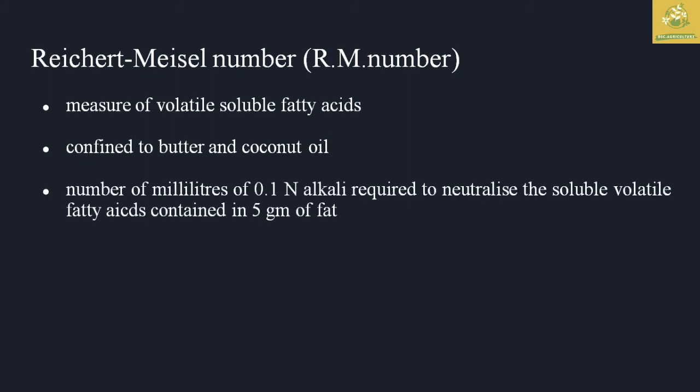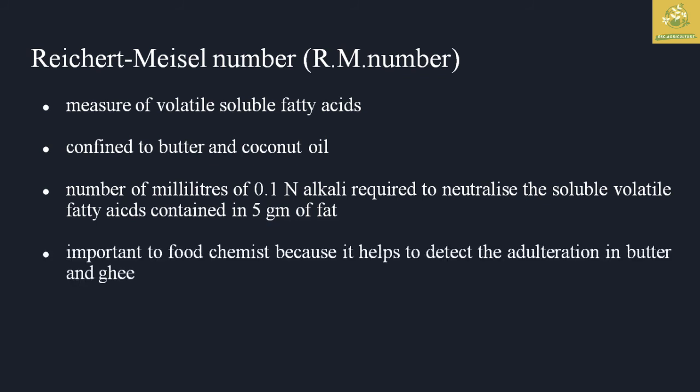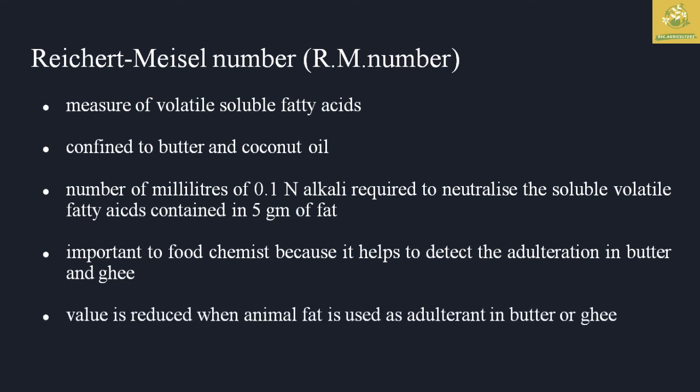We can calculate the R.M. number by the number of milliliters of 0.1 N alkali required to neutralize the soluble volatile fatty acids contained in 5 grams of fat, which is known as the R.M. number. It is important to the food chemist because it is used to detect adulteration in butter and ghee. Animal fat used in adulteration of butter and ghee can be found by the R.M. number, as it reduces the value.